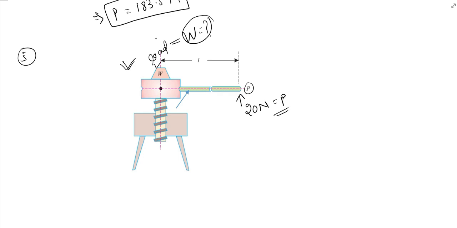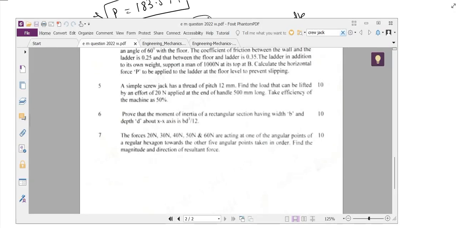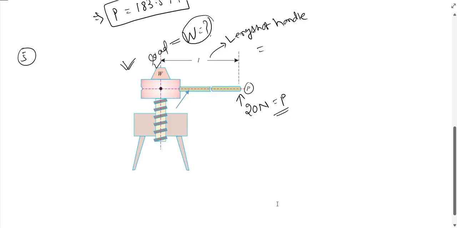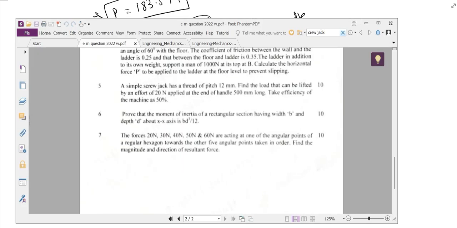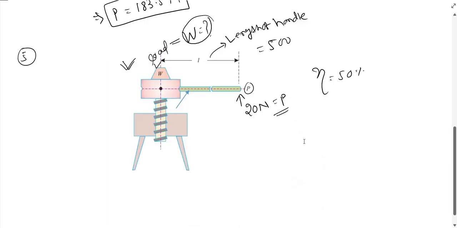Length of the handle, this is L. L is the length of the handle, and what is the length of the handle given? It is given as 500 millimeter. And the efficiency of this machine is given as 50%. Okay, and this much data is given. By the help of this much data we have to calculate the load.